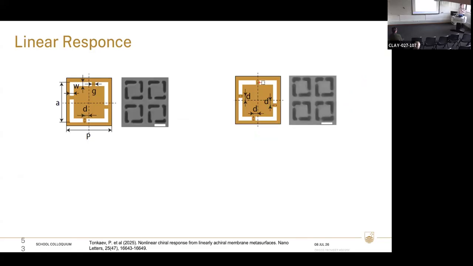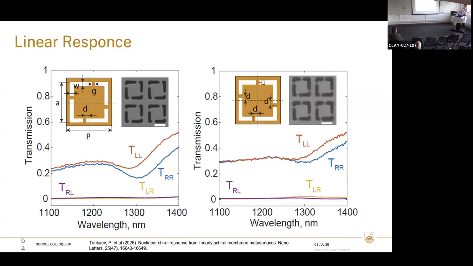So we have two types of structures. One structure is fully C4 symmetric, and in our other structure we intentionally break the symmetry. I'll show the result later.